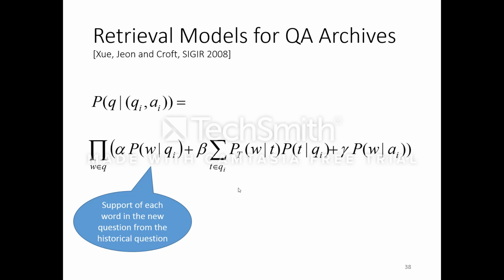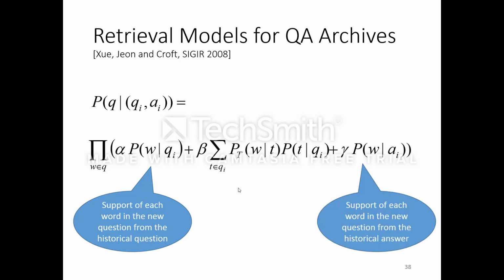Okay, so this is the probability of W given Qi, the support of each word in the new question from the historical question. And you also have the support of each word in the new question from the historical answer. So the probability of W being generated from a language model that is learned over Ai, which is the answer part. Okay. So now there is this interesting middle part, which is where the translation models come into play.